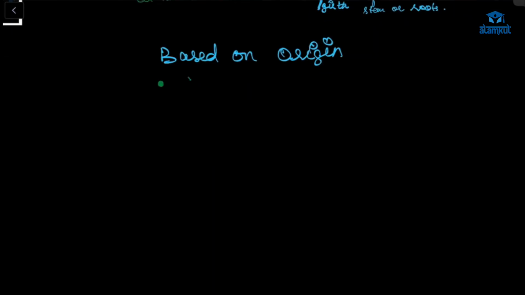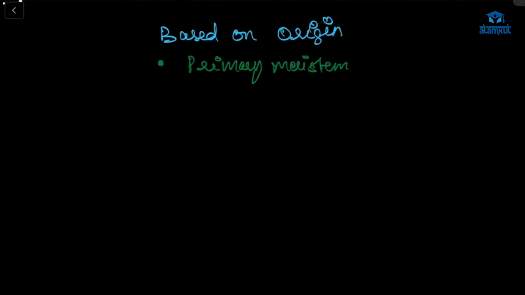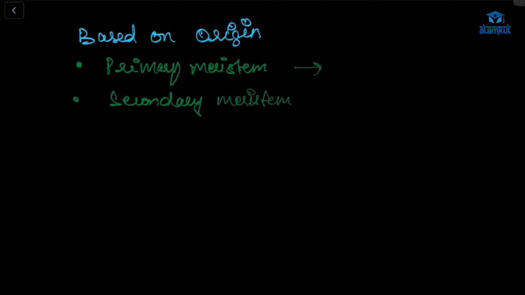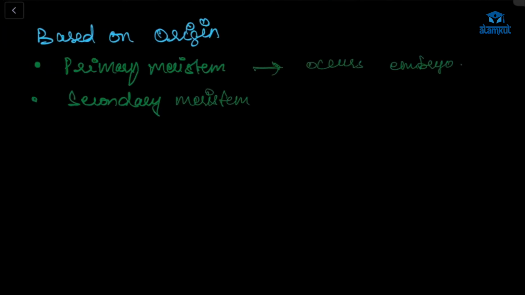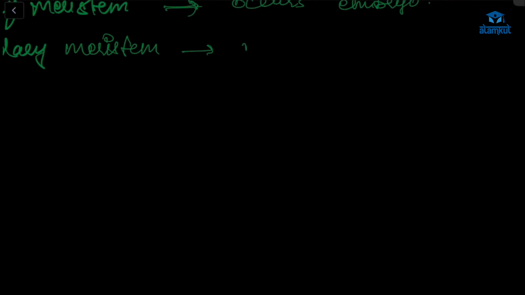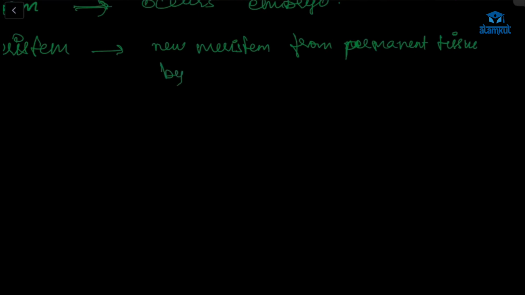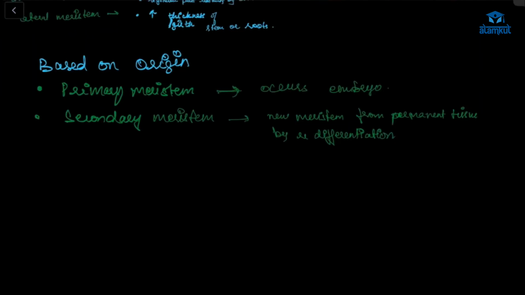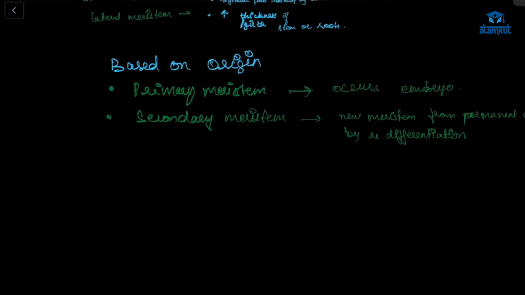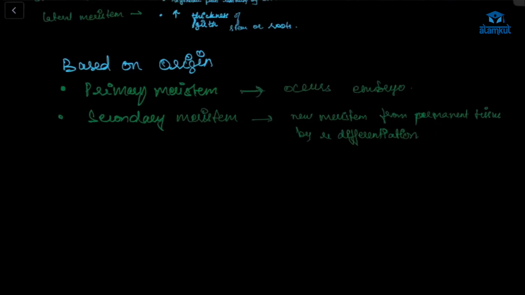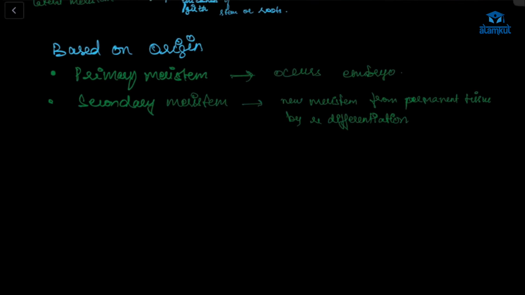Based on origin, there is primary meristem and secondary meristem. Primary occurs in the embryo, and secondary will form as new meristem from permanent tissues by redifferentiation. Advika, yes, ma'am, you asked me about the meristem. Meristems are undifferentiated tissue. So based on the origin, I have given you primary meristem, which occurs in the embryo, the starting point. And then secondary meristem.